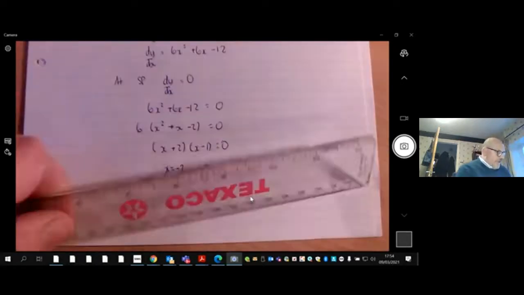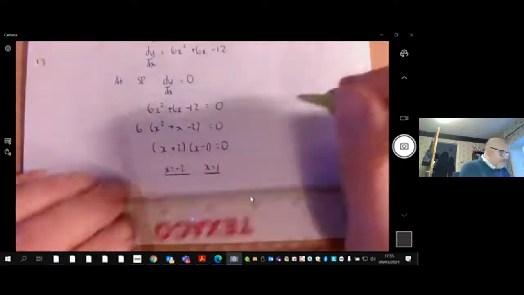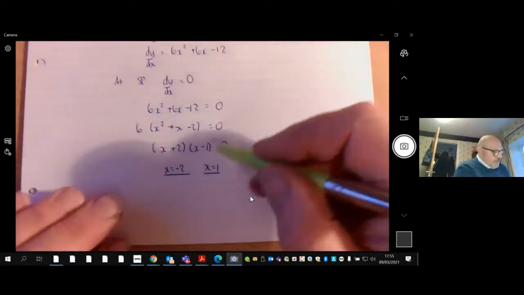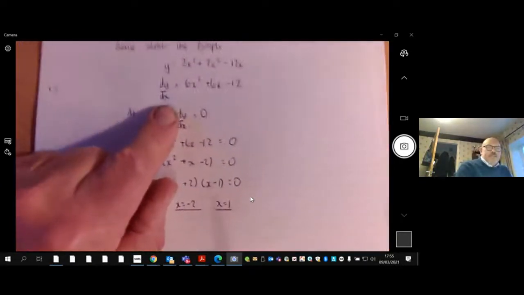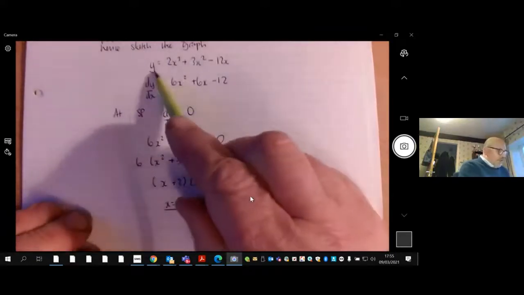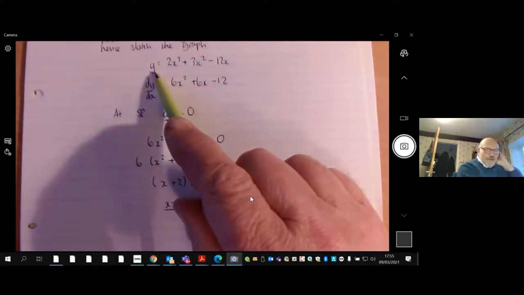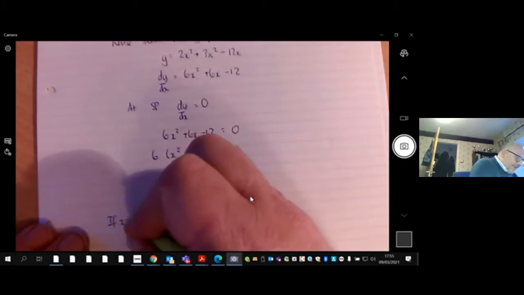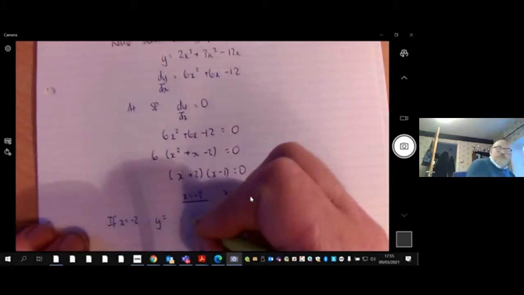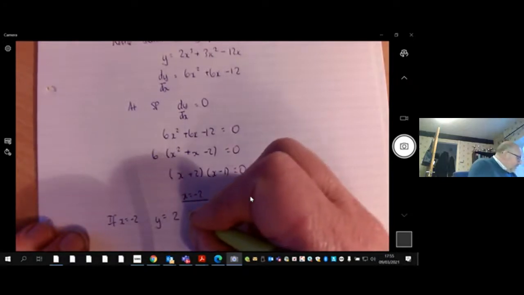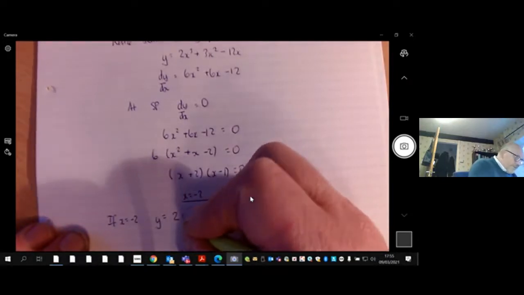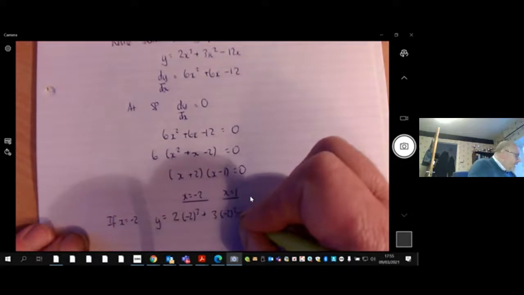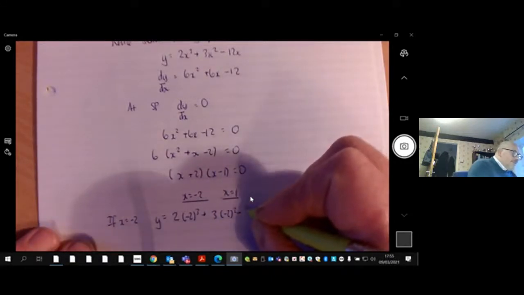Right, so I've now got the x values of the stationary points. The question did ask for the position of the stationary points, so it needs the y value. So go back. Now, if you think, how do I find the y value? Look at what it says. Oh, the y value is there. That's how I find the y value. So tell the examiner, if x equals -2, y equals 2 times -2 cubed plus 3 times -2 squared minus 12 times -2.